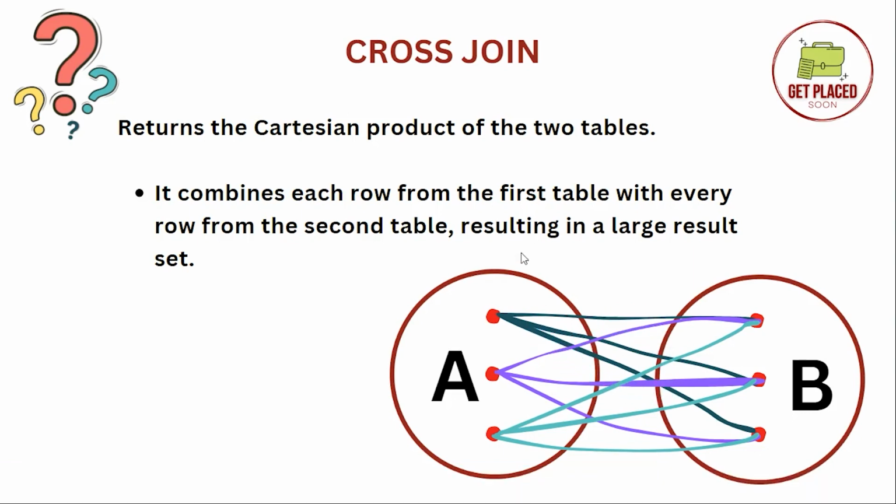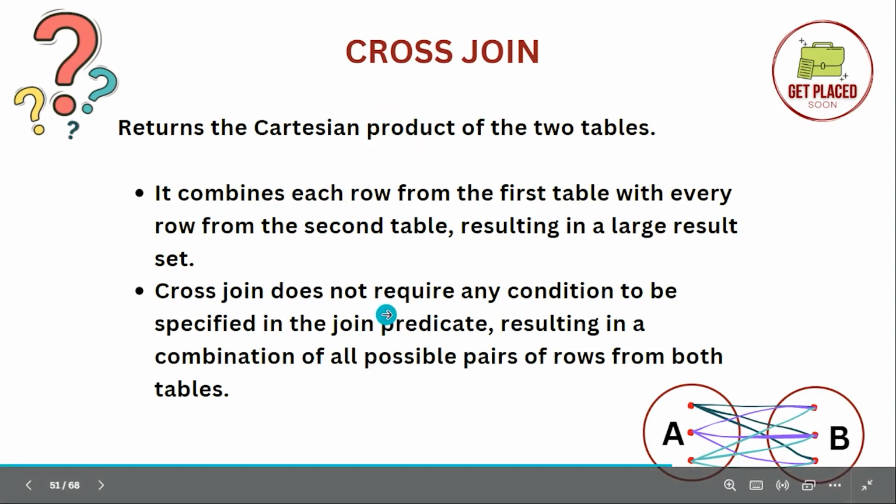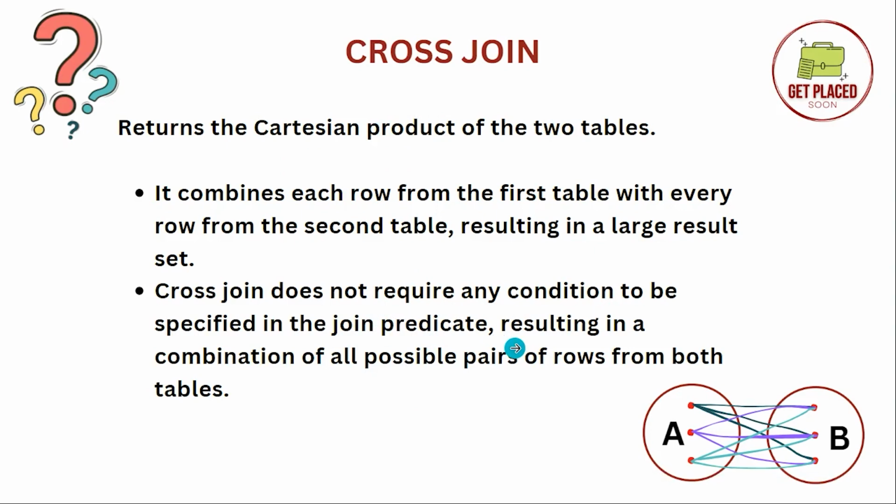Now, when you do the Cartesian product, it results in a large result set. It gives you a bigger output. Now, Cartesian product, you know that we are just combining all the rows with all the rows, right? So cross join is all about Cartesian product, right? So we do not need any condition specified in the syntax. Just use the command cross join.